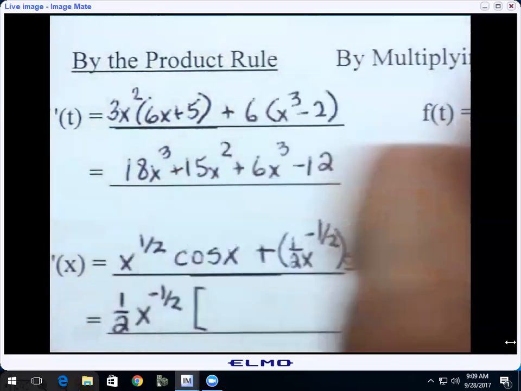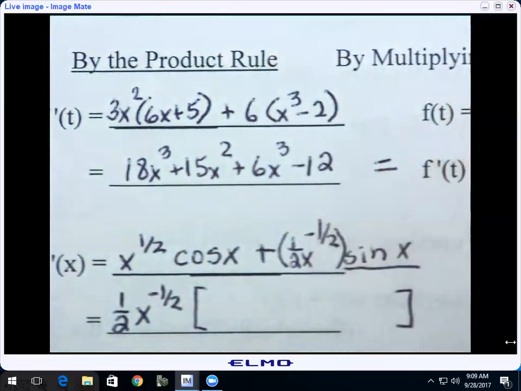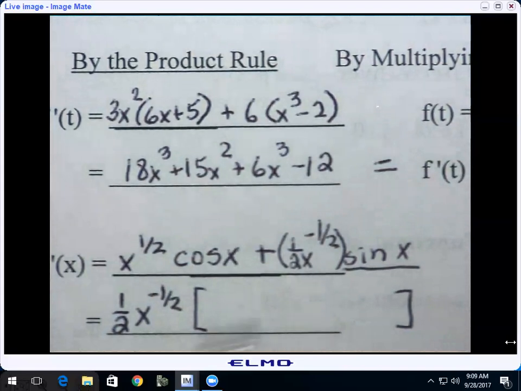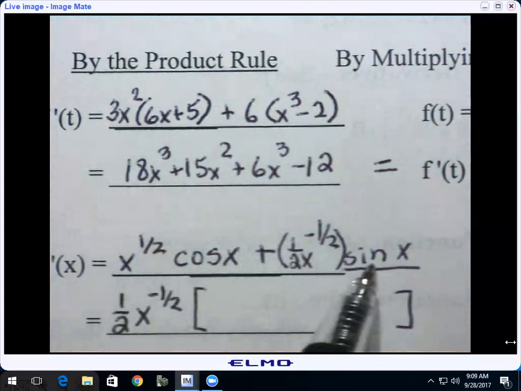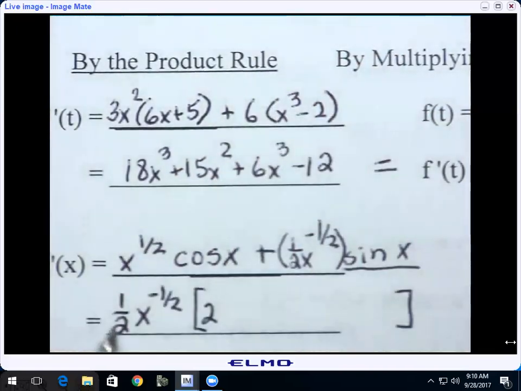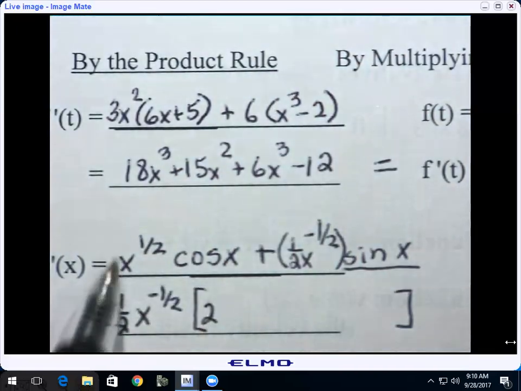But I've got to have in parentheses or brackets what's left of each term if I factor that out. Whatever I put in brackets right here has to multiply times the GCF to give me back what I started with. So what would I have to multiply times 1/2 x to the negative 1/2 to get back this first term? Definitely starts with a 2, because I'd have to have 1/2 times 2 to get me back that coefficient of 1.